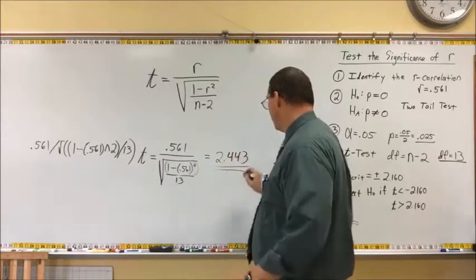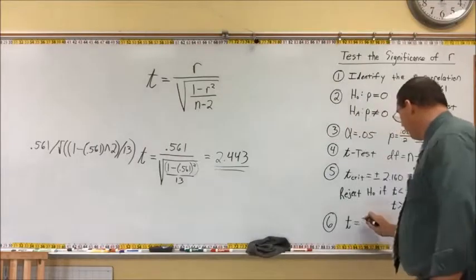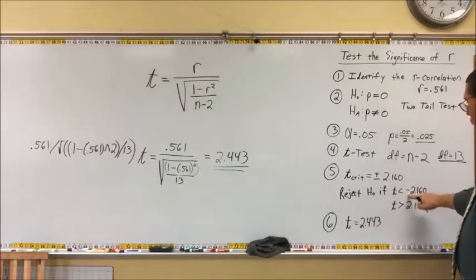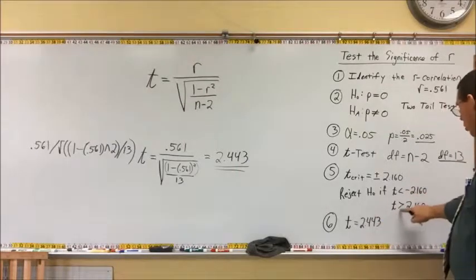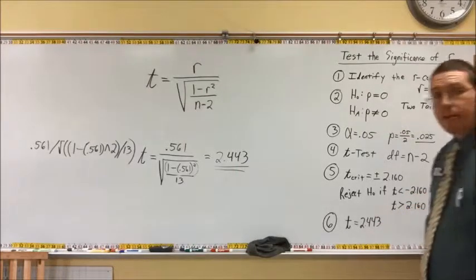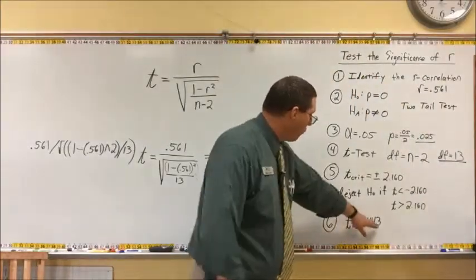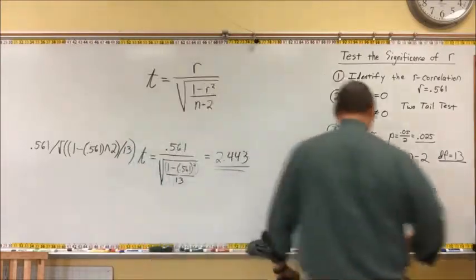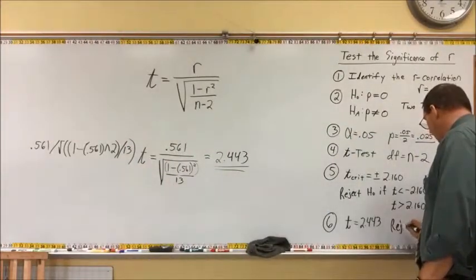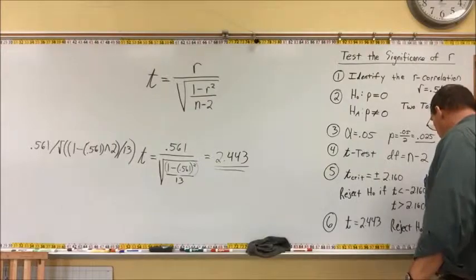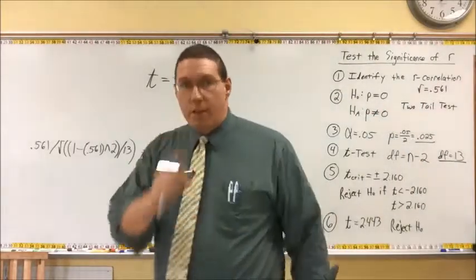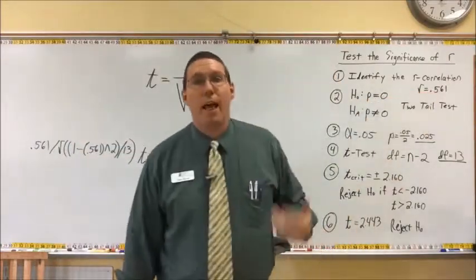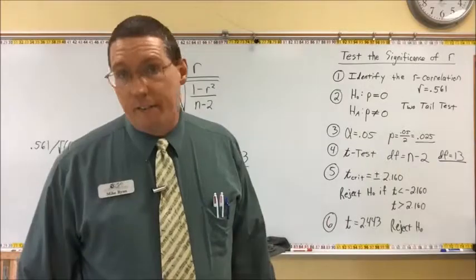2.443. So the question is, if t is 2.443, is that less than negative 2.160, or is it larger than 2.160? Yes, it is larger. 2.443 is larger than 2.160. Therefore, we will reject the null hypothesis. So I'm going to say reject H sub 0, and that means that this correlation, r equals 0.561, is a significant correlation.